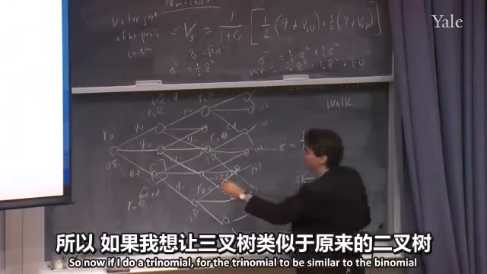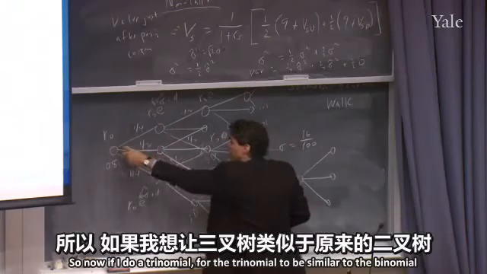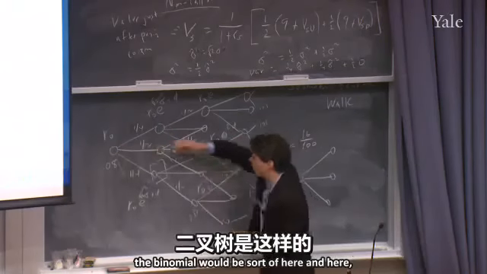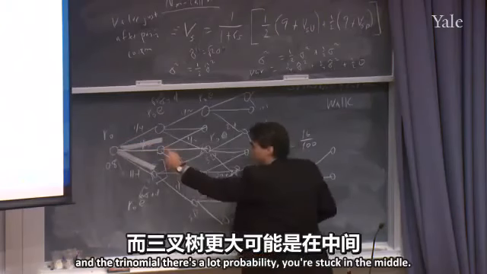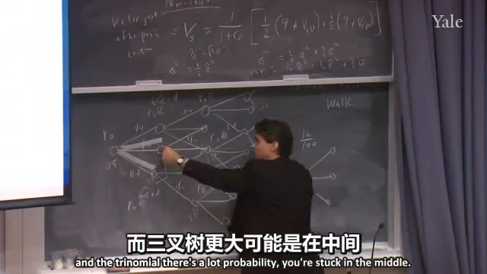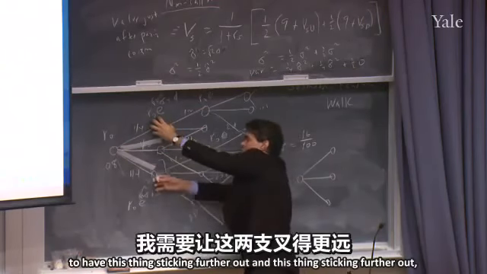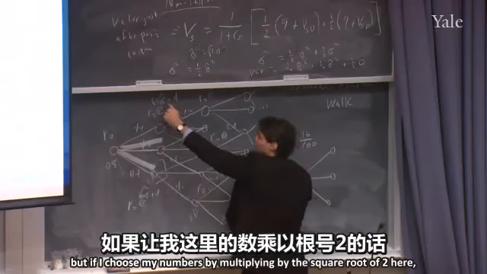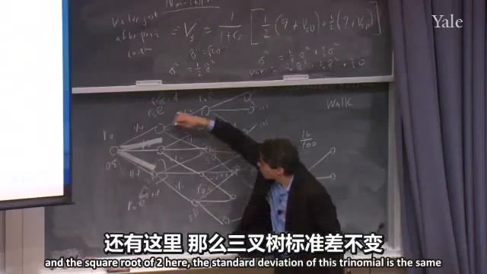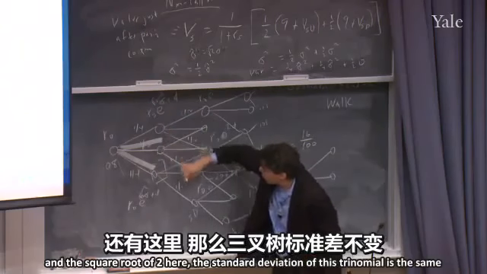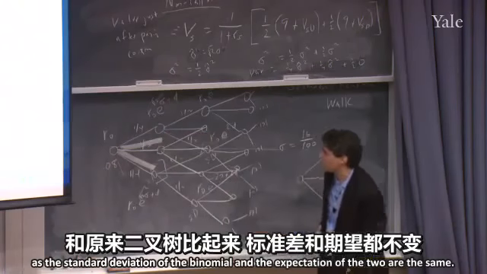Now for the trinomial to be similar to the binomial, the nodes would be sort of here and here. And in the trinomial there's a lot of probability you're stuck in the middle. So to get the same kind of average spread, I'm going to have this thing sticking further out and this thing sticking further out. If I choose my numbers by multiplying by the square root of 2 here and the square root of 2 here, the standard deviation of this trinomial is the same as the standard deviation of the binomial, and the expectation of the two are the same.